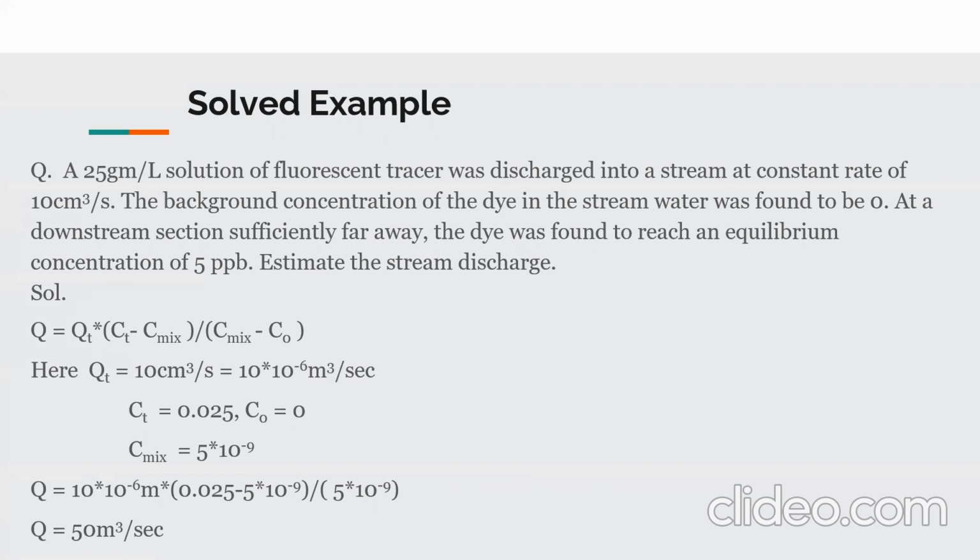As it is said that the tracer was discharged at a constant rate, we would apply the formula of constant rate injection method. Here Qt, Ct, Cmix, C0 all are known to us and we have to calculate Q, which would be easily calculated by plugging all these known values in the given formula.